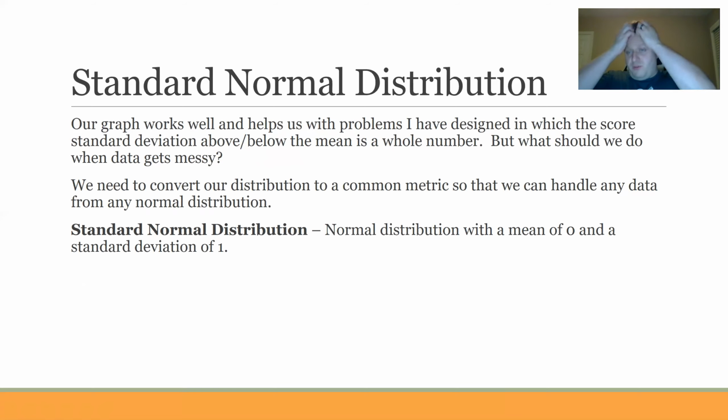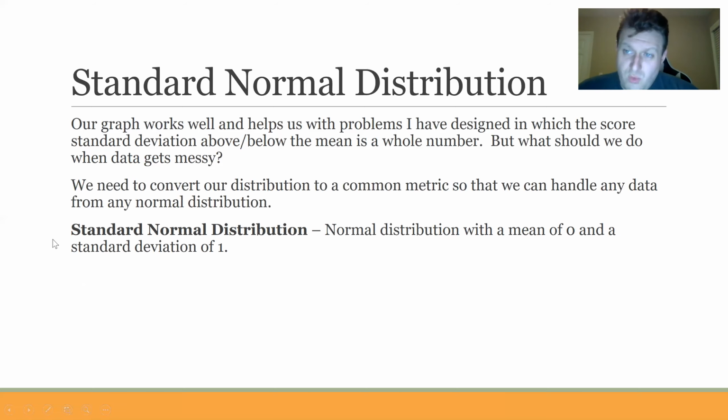The standard normal distribution is a special singular normal distribution that always has a mean of 0 and a standard deviation of 1. If it has a standard deviation of 1, what's its variance? 1 multiplied by itself, 1 times 1, is 1. So the variance and the standard deviation are the same thing for the standard normal distribution.